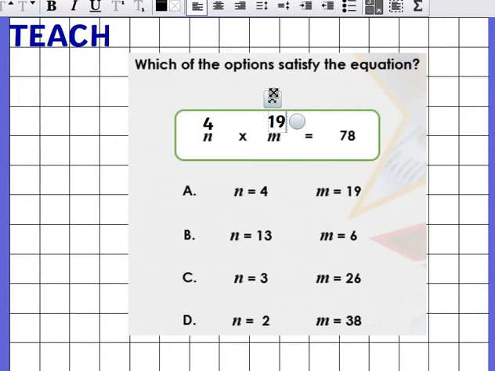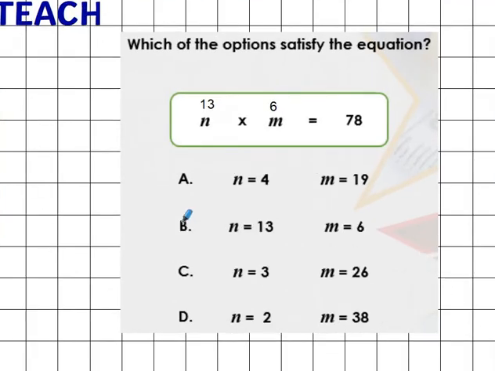So our next one is 13 times 6. So thinking about 13 times 6, we have got 13 this side and 6 this side. Okay, well, 13 times 6, I know that 13 times 5 equals 65. So then I add another 13 equals 78. So 13 times 6 equals 78. So B does, so I can highlight B.